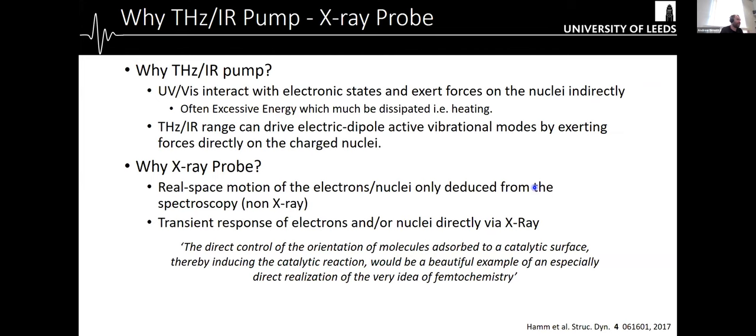From the X-ray side of things, we've already heard a lot about this, but the key aspect from this part of the talk is that you're directly getting structural information from the probes rather than inferring that from spectral measurements that we might do if we have a terahertz pump with a terahertz probe or a terahertz pump with an optical probe. There's a really nice quote from Peter Hamm a few years ago that says, direct control of the orientation of molecules adsorbed on a catalytic surface, thereby inducing a catalytic reaction, would be a beautiful example of an especially direct realization of the very idea of femtochemistry.